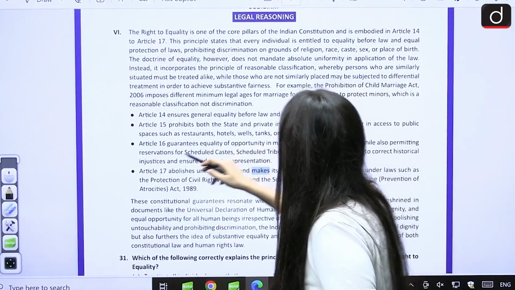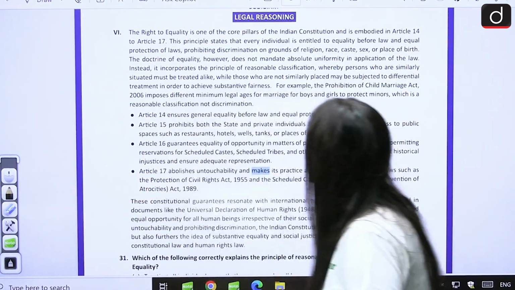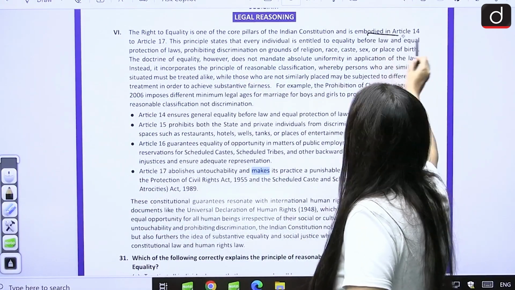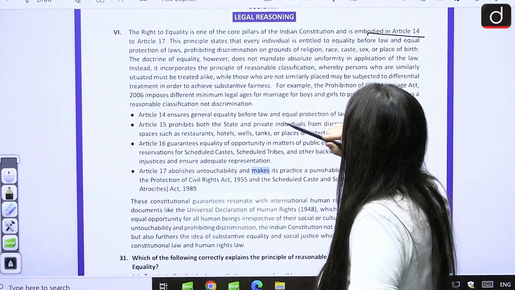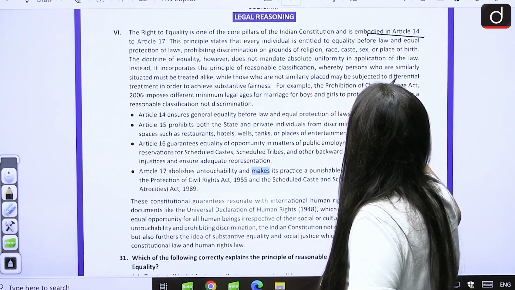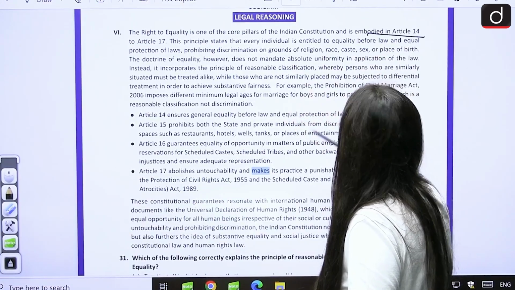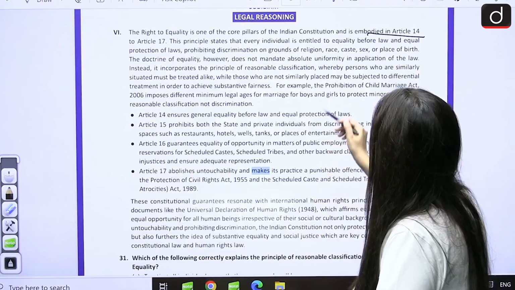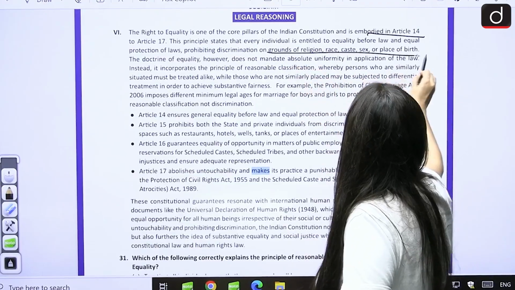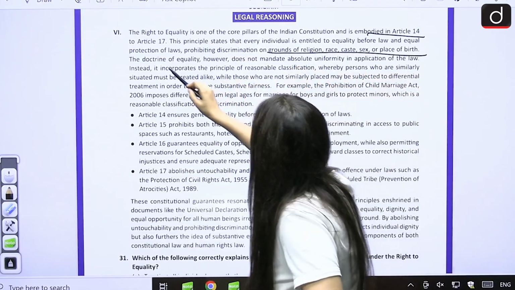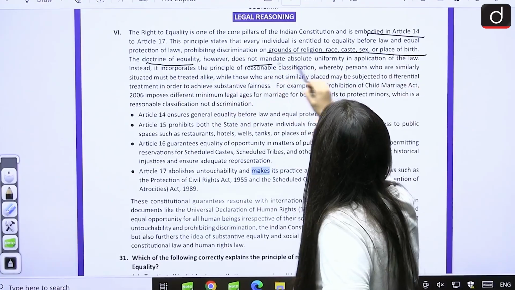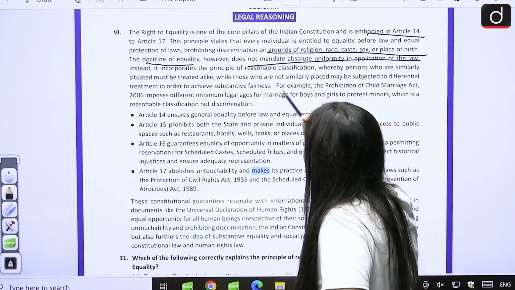नेक्स्ट मॉक की तरफ चलते हैं, शुरू करते हैं। Constitution पे है पहला पैसेज: Right to equality, one of the core pillars of the Indian Constitution. बिल्कुल सही बात है। Embodied in Article 14 to Article 17, the principle states every individual is entitled to equality before law and equal protection of laws, prohibiting discrimination on grounds of religion, race, caste, sex, or place of birth. The doctrine of equality, however, does not mandate absolute uniformity in application of law.